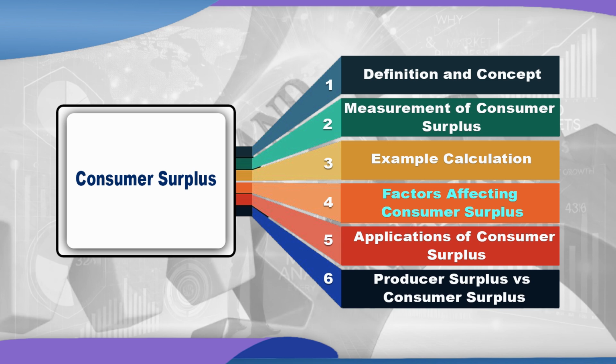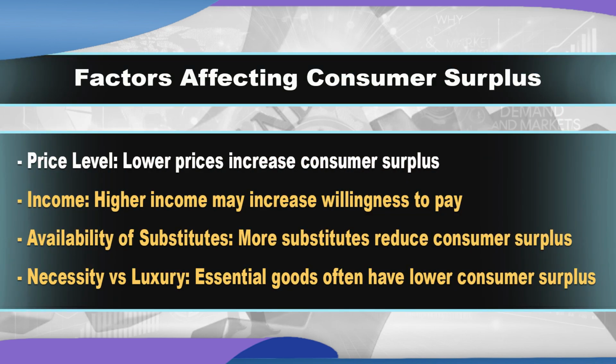Now, let us move to the factors that affect the consumer surplus. So, first is price level. Lower prices increase the consumer surplus. Income: higher income may increase willingness to pay and may lead to changes in consumer surplus. Then availability of substitutes: more substitutes reduce consumer surplus.